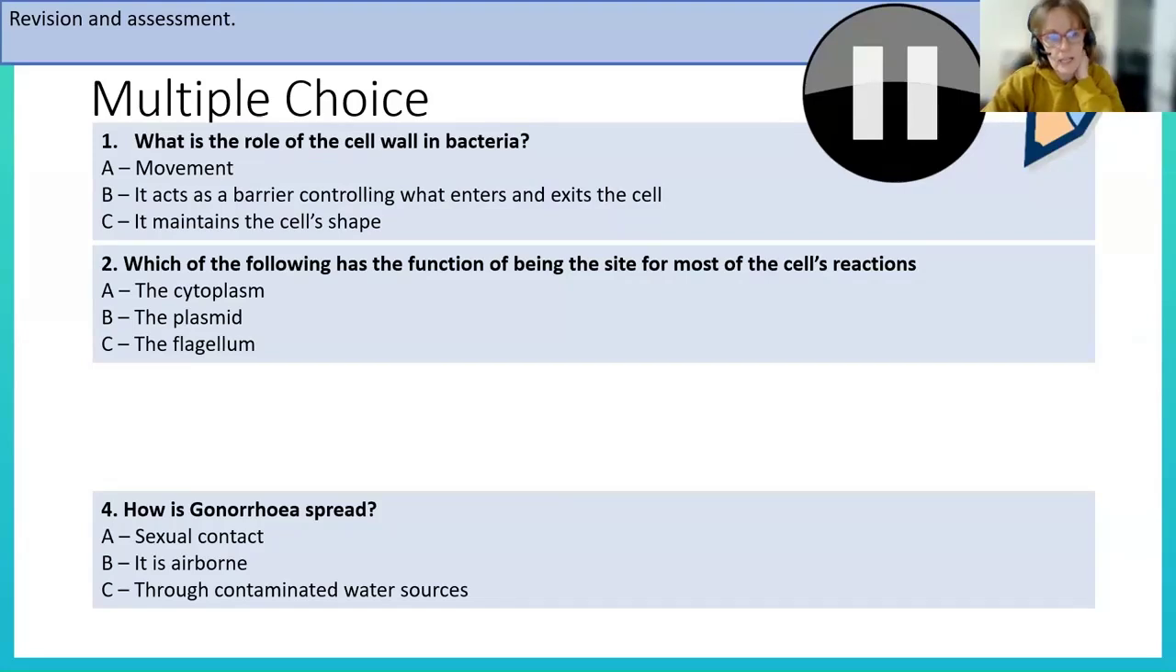A couple of questions then. What's the role of the cell wall in bacteria? You'll have to think back to remember that one. And which of the following has the function of being the site for most of the cell's reactions? Again, you're going to have to think back to that. And how is gonorrhea spread? So have a look at those and see if you can remember the answers. The top 2, you might have to be thinking back a little bit because it was a session ago that we were looking at that. And then I'll pop them up on the screen. If you're watching the recording, just press pause and then you can press play when you're ready to see the answer.